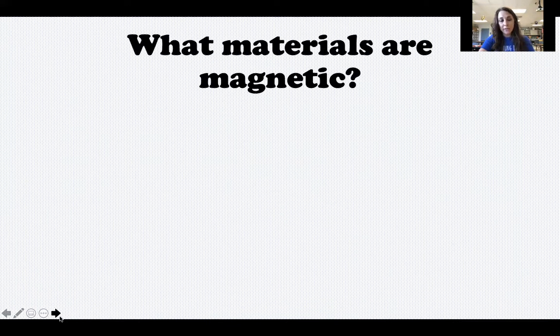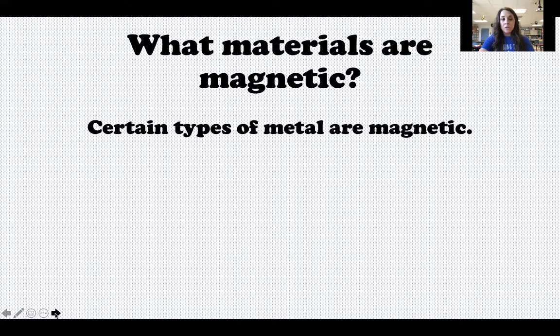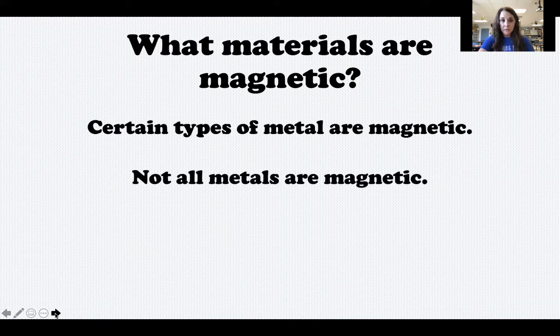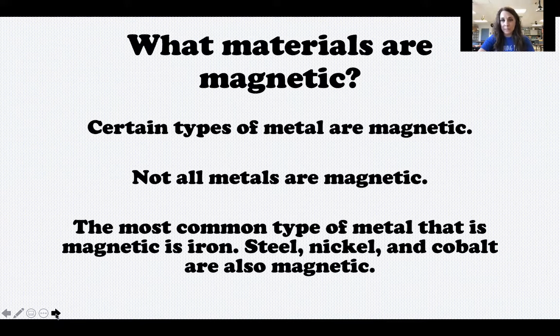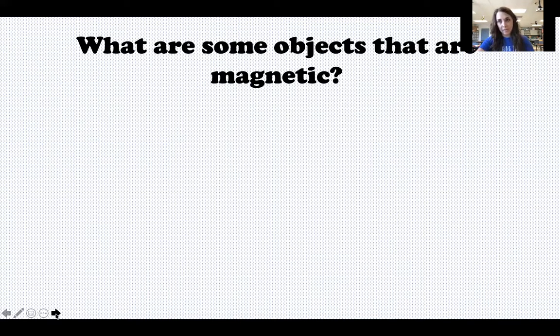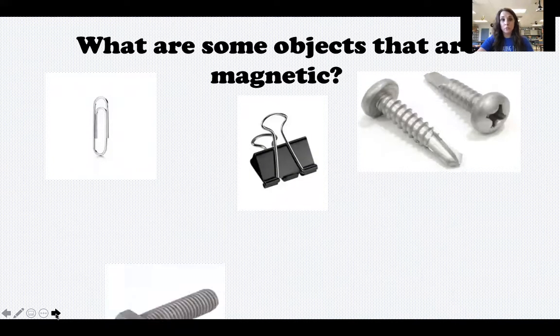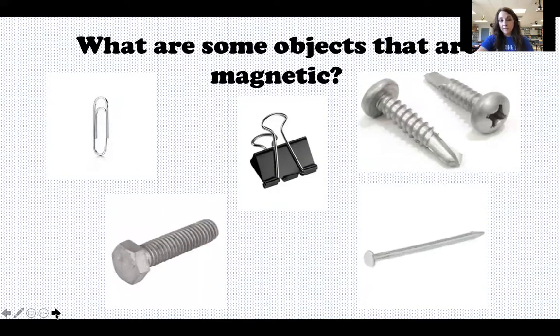So what materials are magnetic? Certain types of metals, but not all metals. The most common type of metal that is magnetic is called iron. Steel, nickel, and cobalt are also magnetic. So what are some objects that are magnetic? A paper clip, a binder clip, screws, a bolt, and a nail. All of these are made out of types of metals, like I just named on the slide before, that are magnetic.